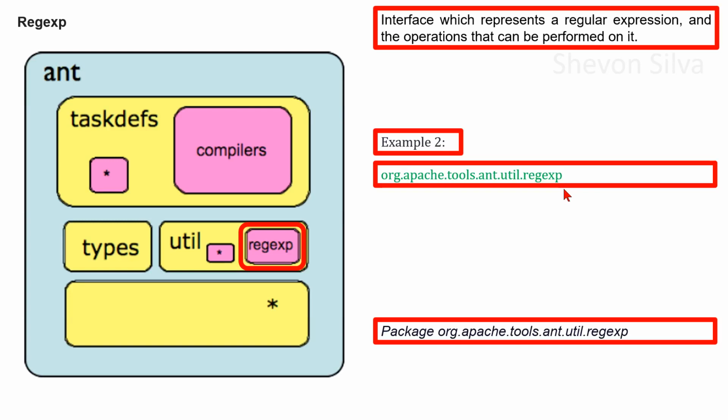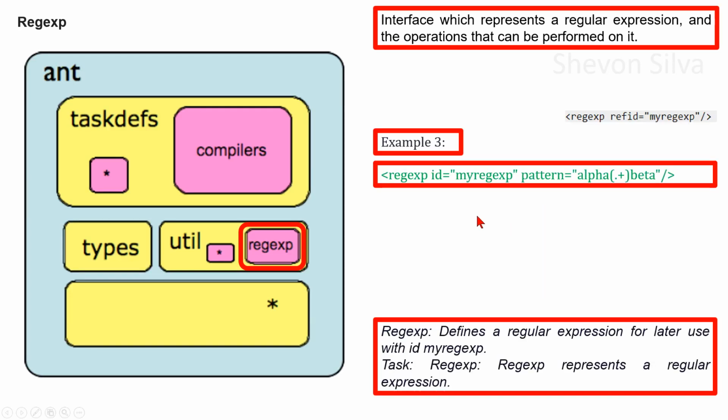As example 2, we can consider package org.apache.tools.ant.util.regexp. Regexp defines a regular expression for later use with id myregexp. Task regexp: regexp represents a regular expression. Here use the regular expression with the id myregexp.